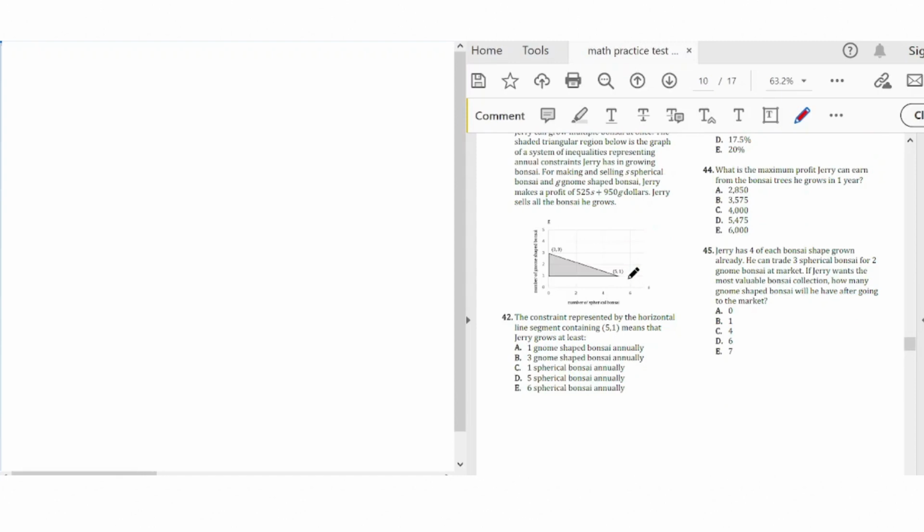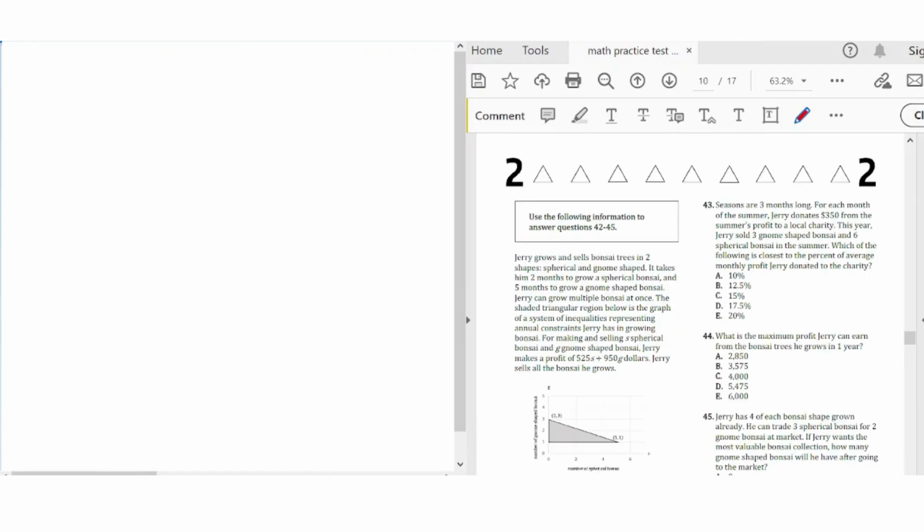The constraint represented by the horizontal line segment means that Jerry grows at least, so let's see, number of gnome-shaped bonsai. So this looks like he grows at least one gnome-shaped bonsai annually, since everything has to be above that line, and that line looks like y equals 1. So A is the answer for 42.